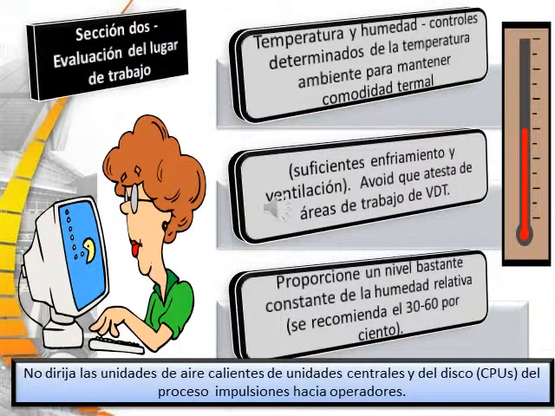Temperature and humidity. Set the room temperature controls to maintain thermal comfort with sufficient cooling and ventilation. Avoid overcrowding the VDT work areas by providing a fairly constant relative humidity; around 30 to 60% is recommended.